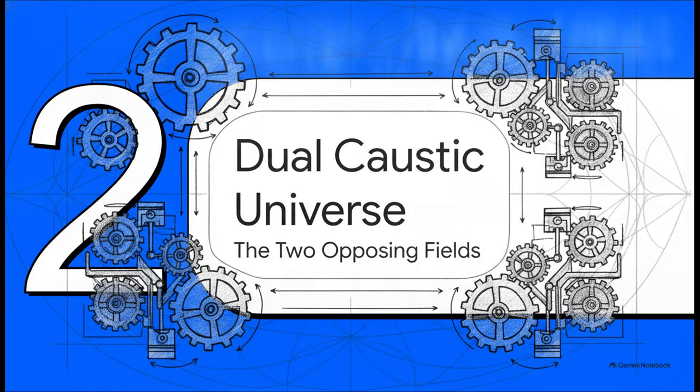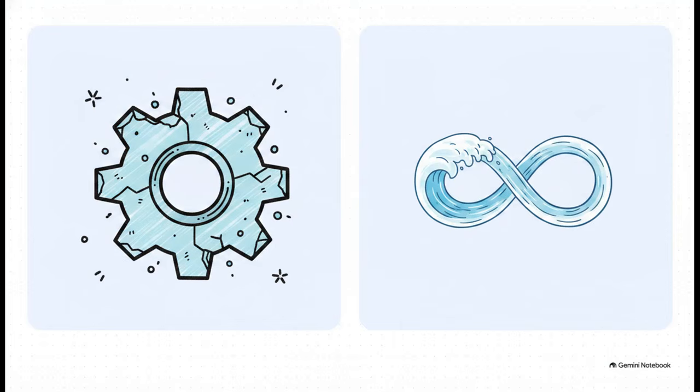Moving right along to Section 2, the Dual Caustic Universe. Now, what's really fascinating here is how the framework beautifully bifurcates our reality into two interlocking mechanical engines. On one side, you have the D10 field. D10 is the deterministic physical wheel of action. It's countable mass, entropy, decay, literally the wheel of manifest time.